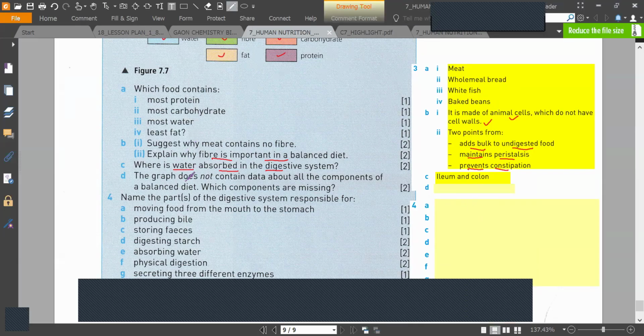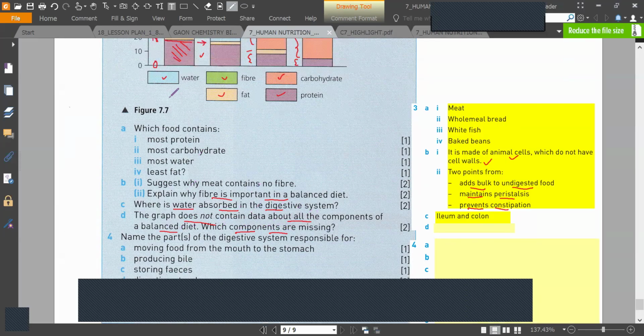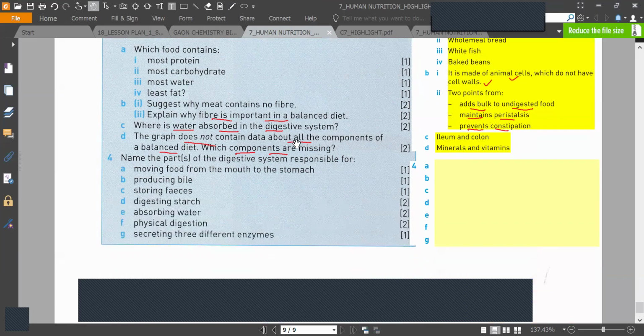Okay, next. The graph does not contain data about all the components of the balanced diet. Which components are missing? Okay, so we have water, fiber, fat, carbohydrate, and protein. So what is it we are missing? We are missing minerals and vitamins. Okay, so it's not shown because the amounts are too small.